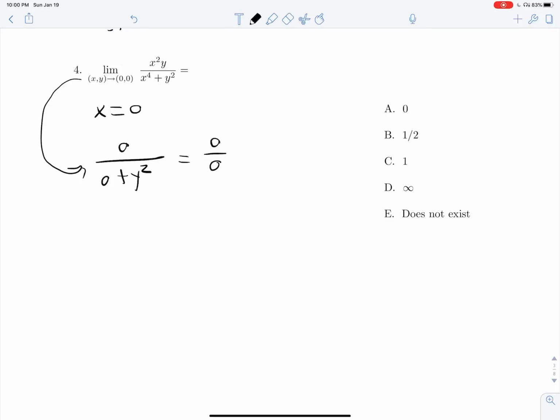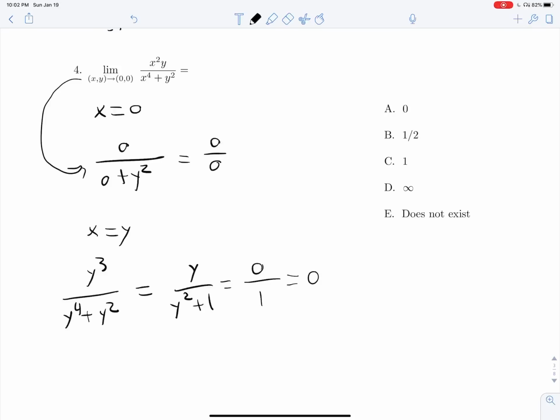And secondly, let's approach it on the line x equals y. So for every x, we will replace it with a y. That would give us y cubed over y to the fourth plus y squared, which is the same thing as y over y squared plus 1. And this is important because when we plug in x equals 0, y equals 0, we're not going to get 0 over 0. We're going to get 0 over 1, which is real 0. Nothing like this fake 0 we got going on over here.